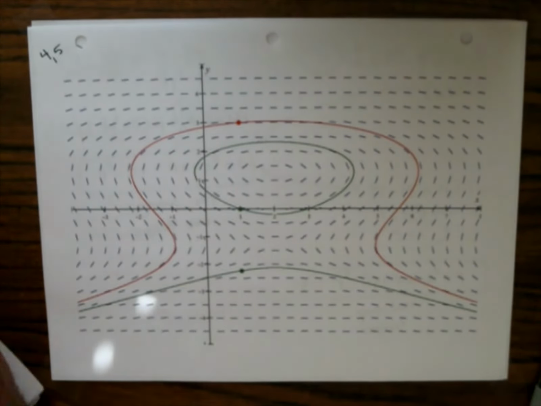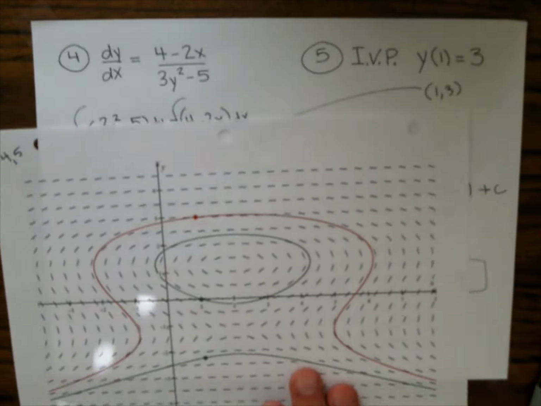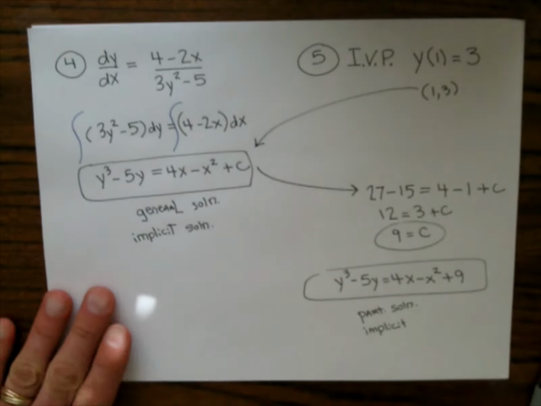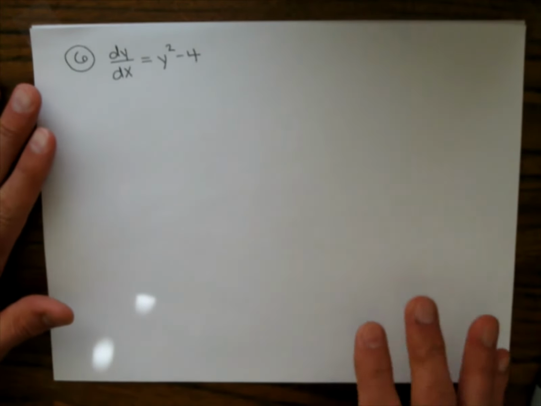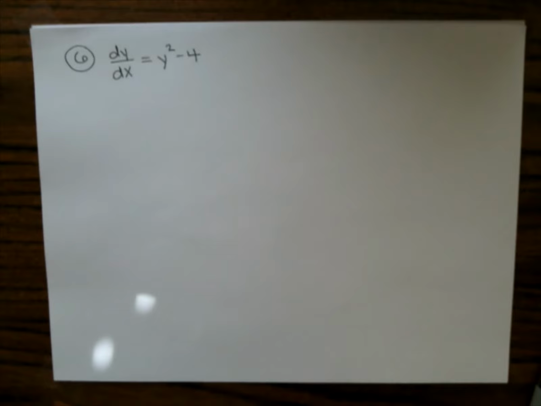Let's go ahead and do our next problem. So that was problems 4 and 5. Let's do number 6. These are the kinds of things you get in your homework. Separable equations.